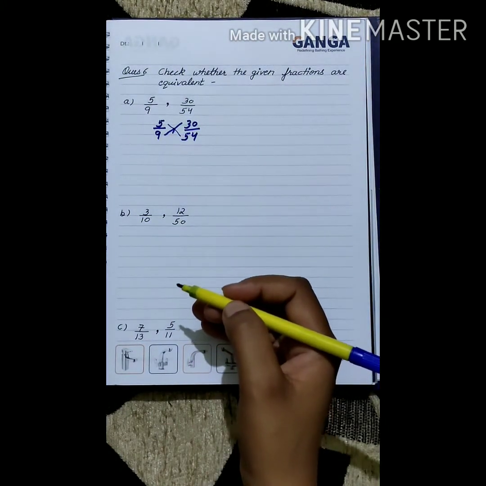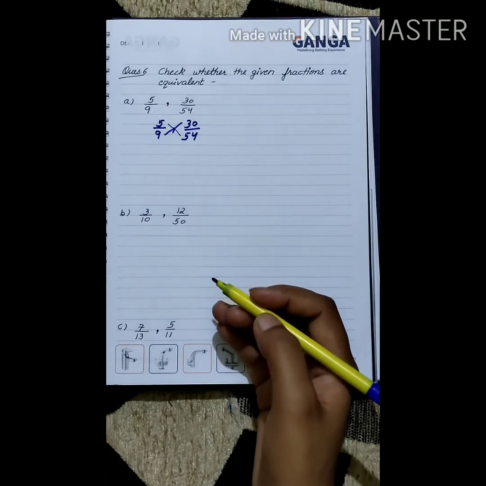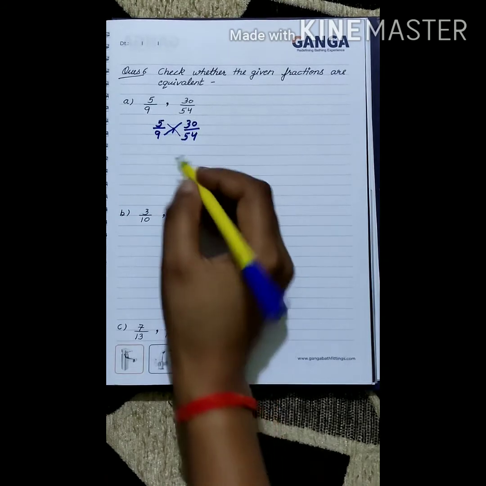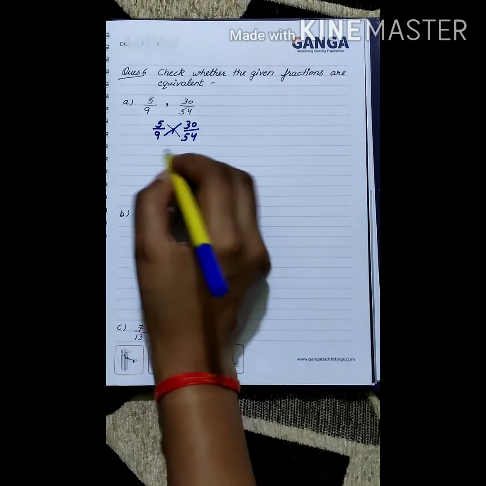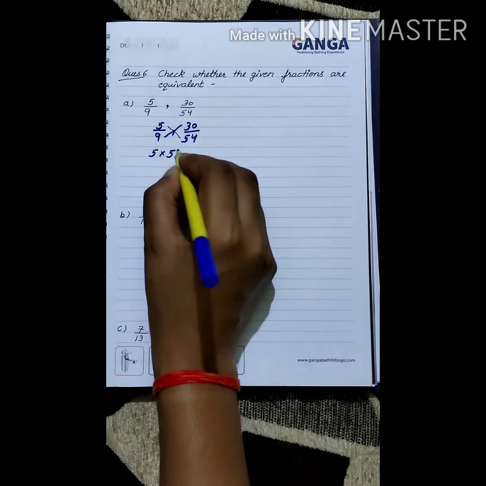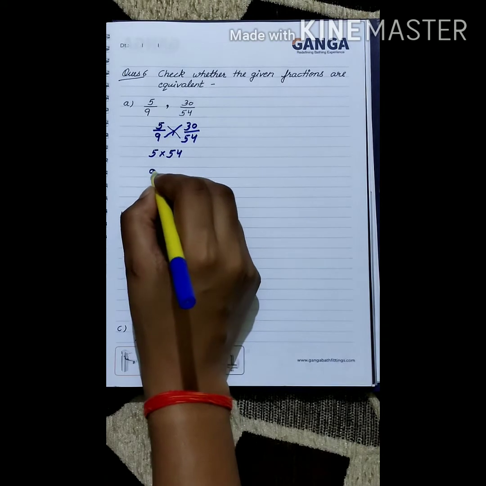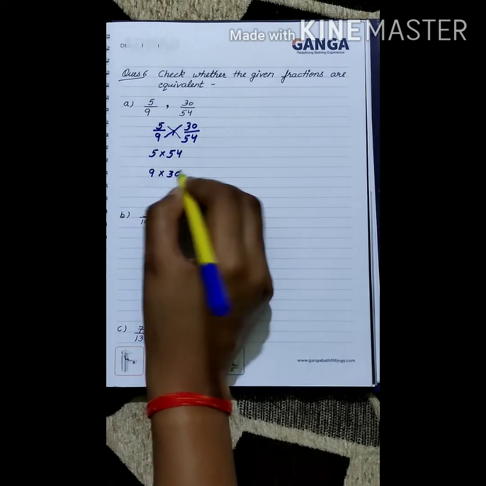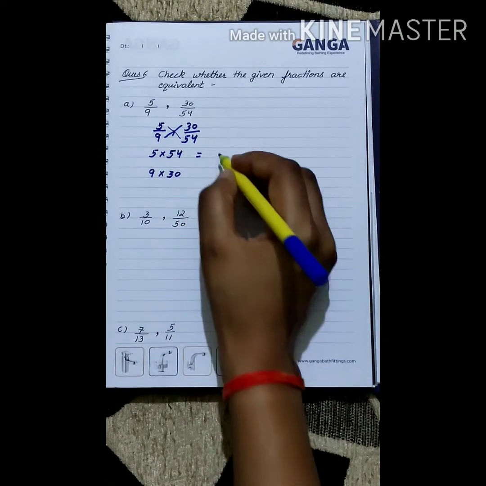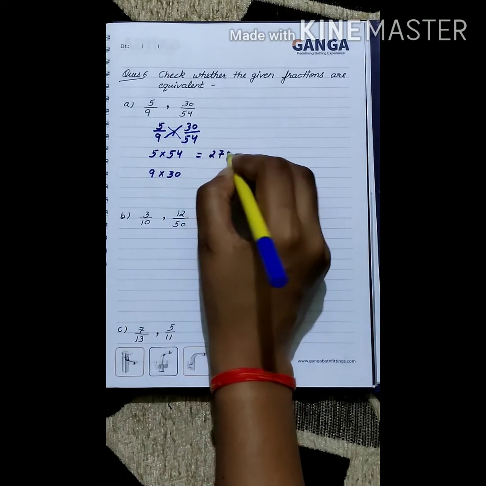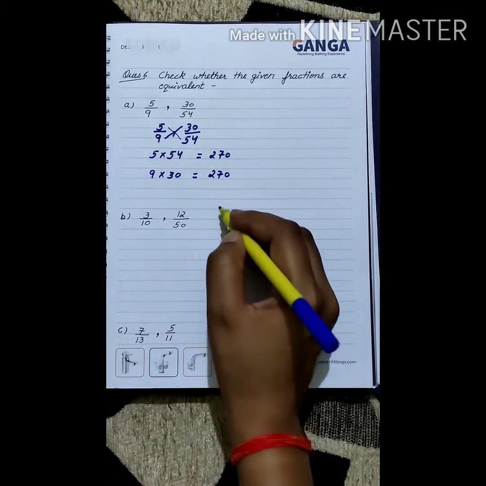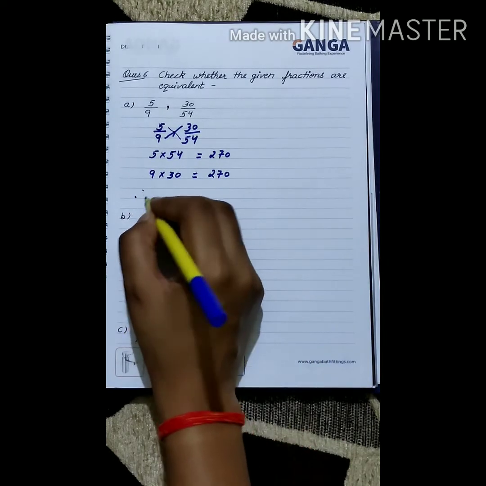Children, let's remember that if these two fractions are not equivalent, we will not use an equals to sign here. We will use a comma. Now, we will do cross multiplication. After cross multiplication, we will get 5 multiply 54 and 9 multiply 30. We will write it separately. Now we will do the multiplication, and after multiplication we will get 270, and 9 into 30 is equals to 270. These two products are equal, therefore they are equivalent.